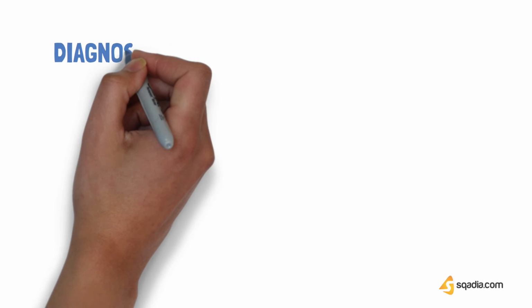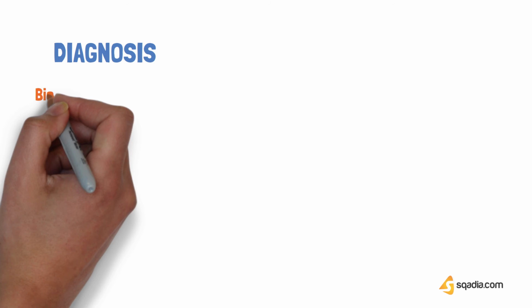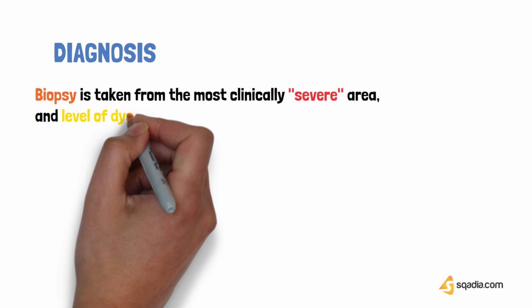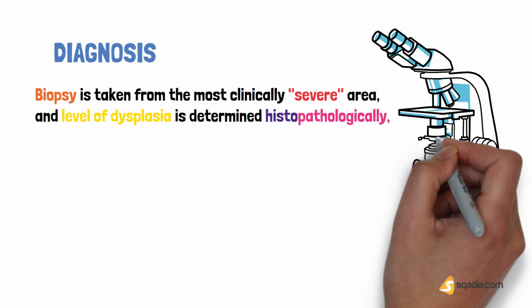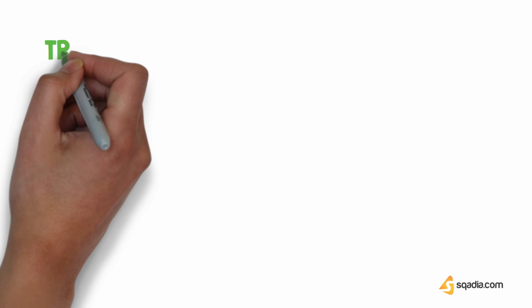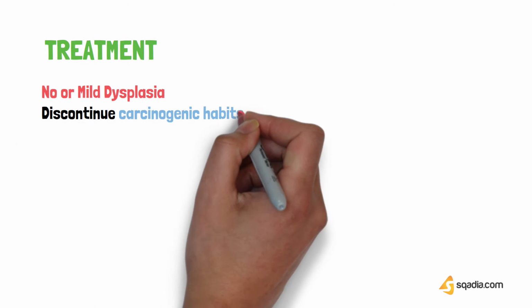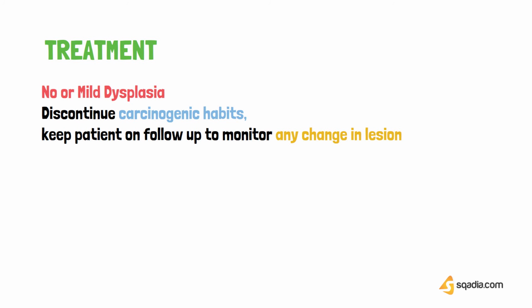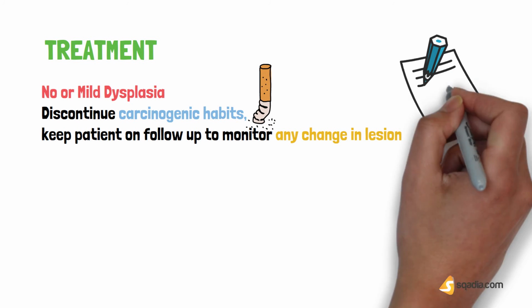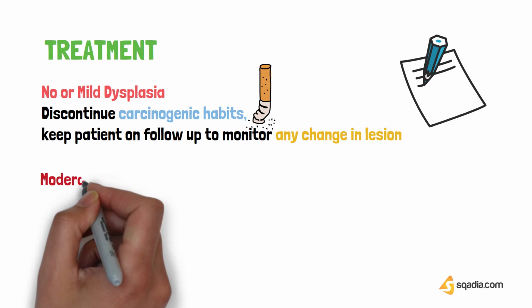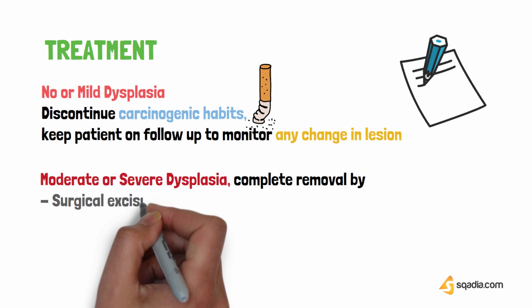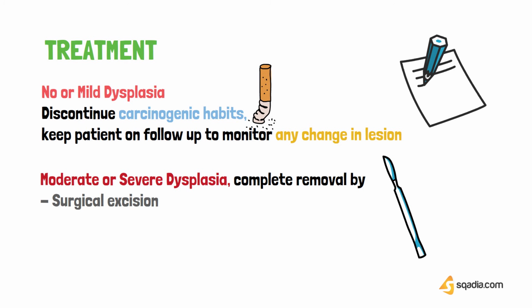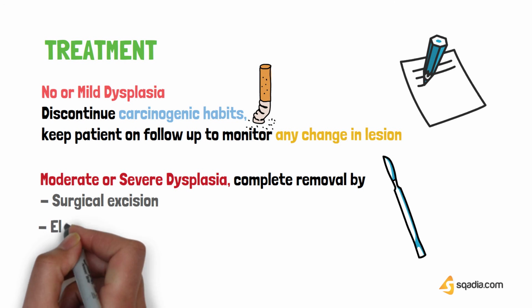Now, how are we going to diagnose the leukoplakia? The best diagnostic method is to take a biopsy of the most clinically severe area and evaluate it under the microscope and determine the level of dysplasia. Treatment is according to the level of dysplasia. If there is no or mild dysplasia, the patient is advised to discontinue their carcinogenic habits and follow up with their dentist every 6 months to monitor any change. For moderate or severe dysplasia, the best treatment option is surgical excision. We could also do electrocautery.